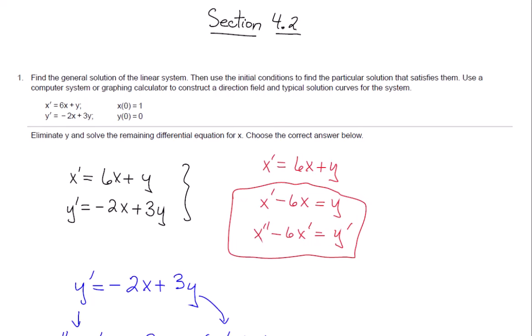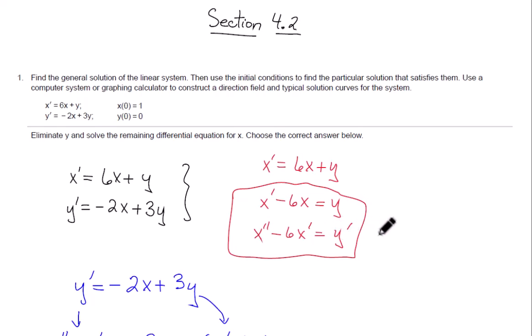So question one is fairly straightforward. We have this particular system. You can see x prime and y prime both depend upon x and y. So, looking at this, I have x prime as that. If I differentiate it again, I get x double prime minus 6x prime equals y prime.